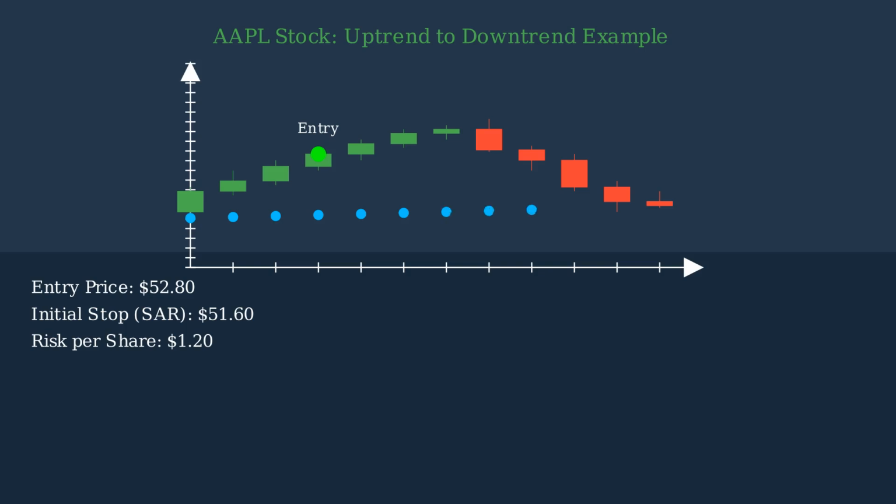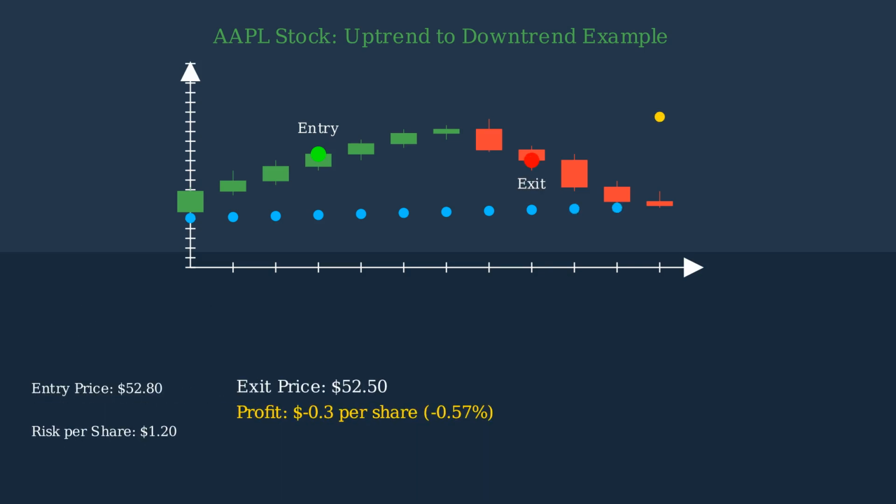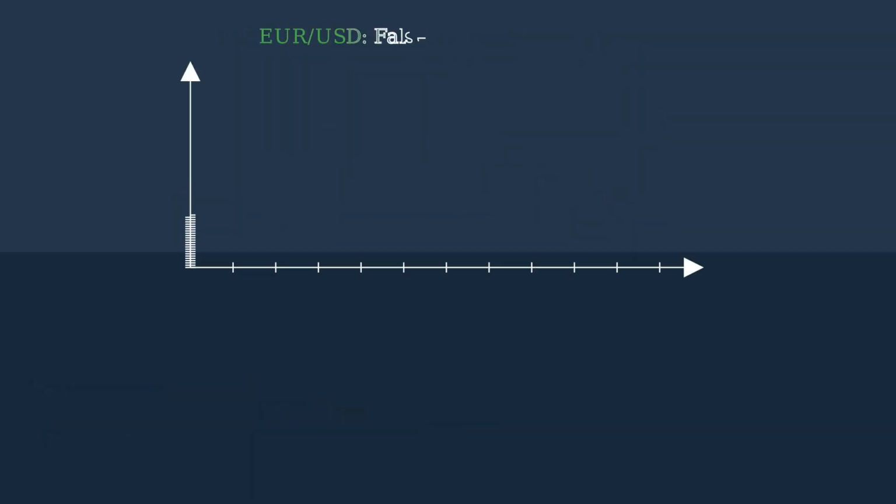As price continues to rise, the SAR dots follow beneath, acting as a trailing stop that moves up with the trend. When price action reverses and breaks below the SAR, we exit the trade as the indicator signals a potential trend change. Our second example shows a EUR/USD Forex trade.